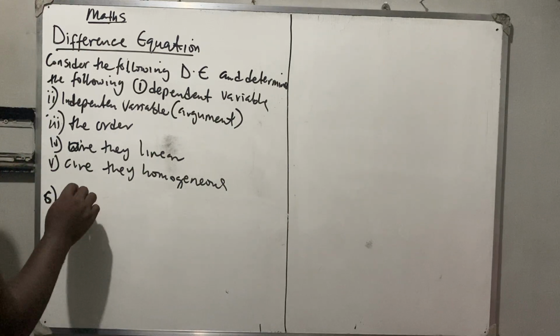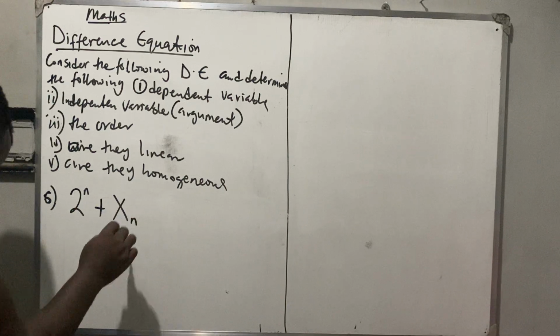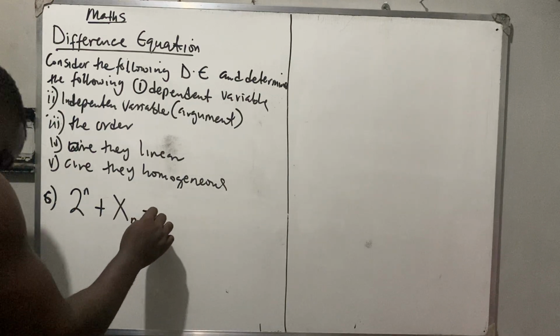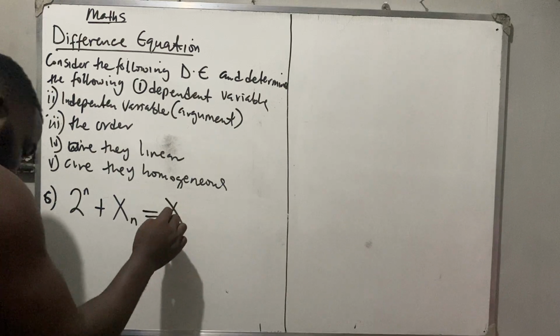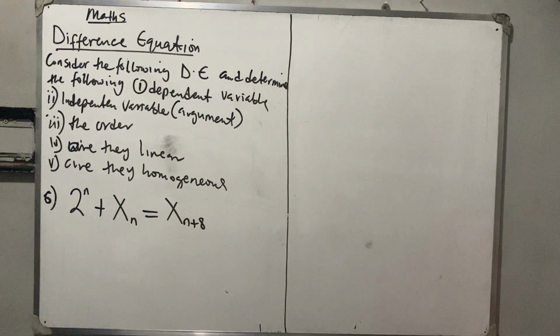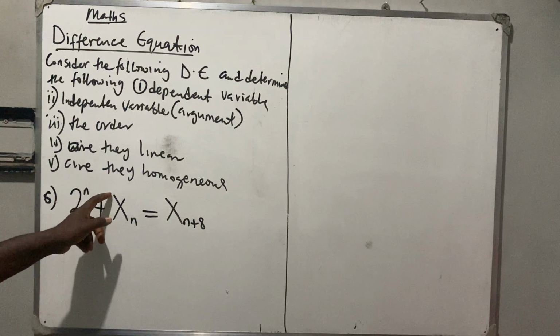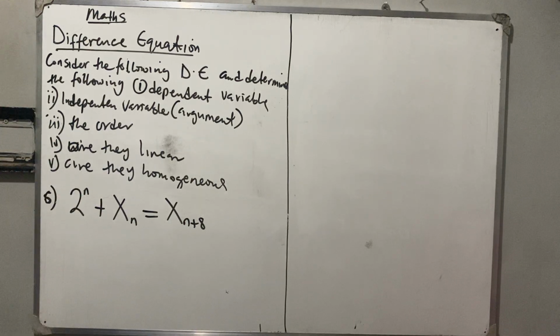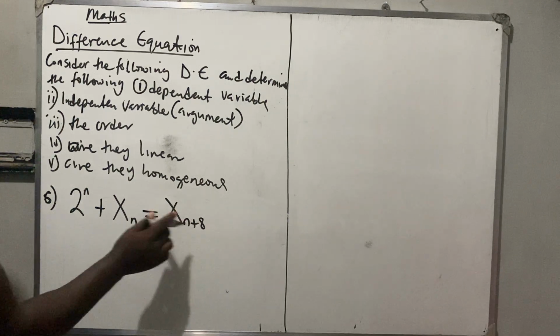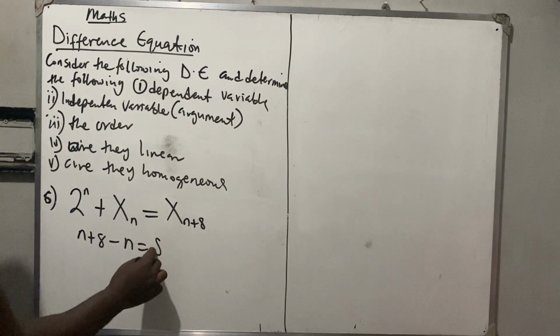We have 2 raised to power n plus x_n is equal to x_{n+8}. Okay. The first question, what is the dependent variable? The big one is always dependent on the small one. So x is the dependent variable. n is the independent variable. And the order is always the big one minus the small one, which is 8.